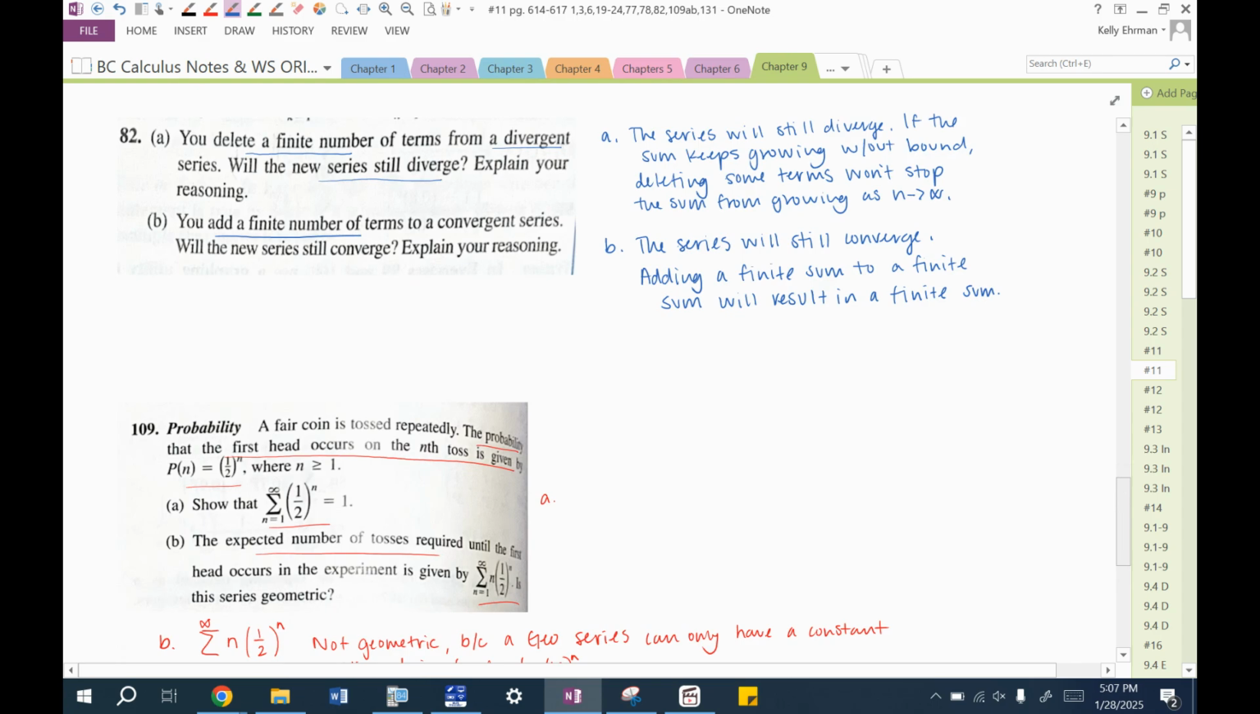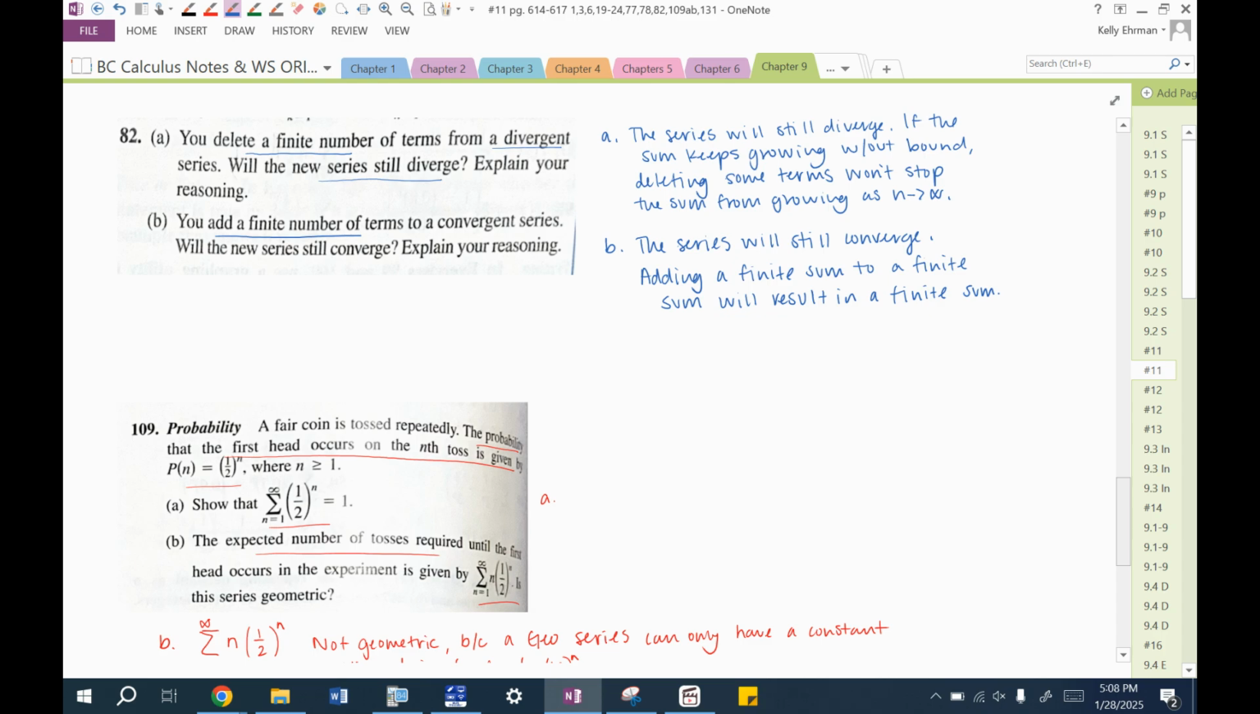If you delete a finite number of terms from a divergent series, will the new series still diverge? Explain your reasoning. So remember, the new series will still diverge, because that means we have a sum that keeps growing without bound. Just because I delete a set number of terms, I could delete a million terms from that sum, but if it's growing to infinity, it's just going to keep growing. It doesn't matter if I subtract a bunch of terms off of it.